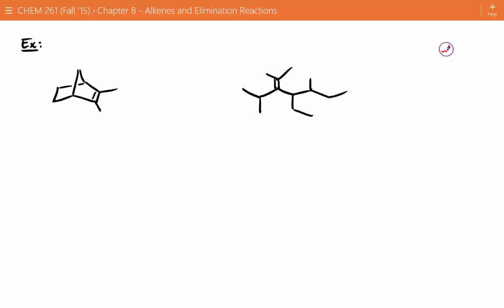Let's look at the bicyclic one. Where do we start numbering when we're numbering a bicyclic ring system? Bridgehead, right? All right, so I'm going to number here. Do I go 1, 2, 3? No, the other way. Why do I go the other way?